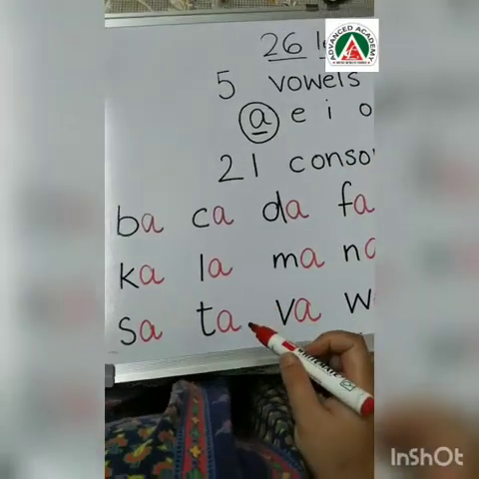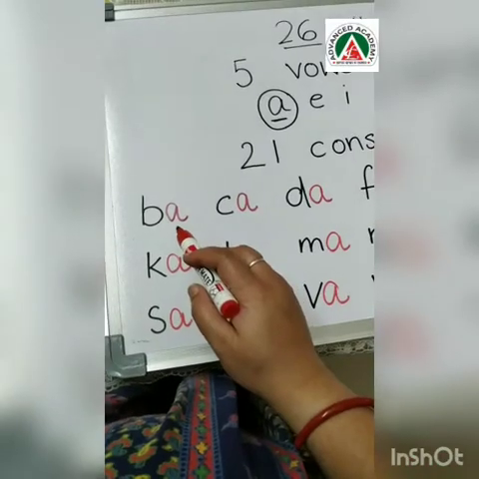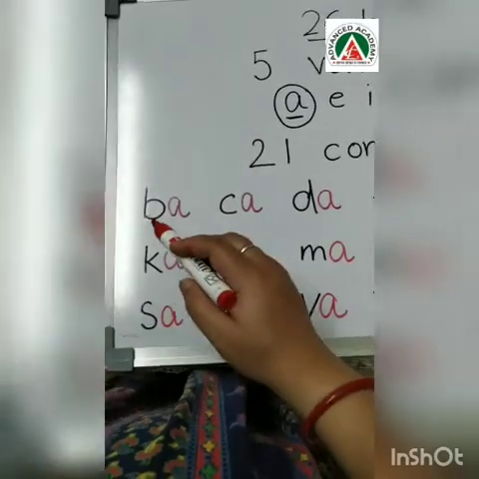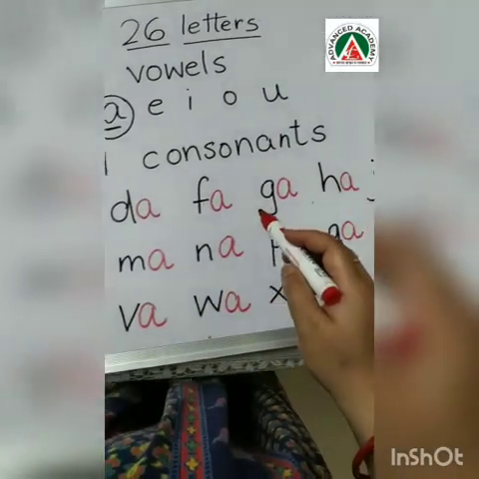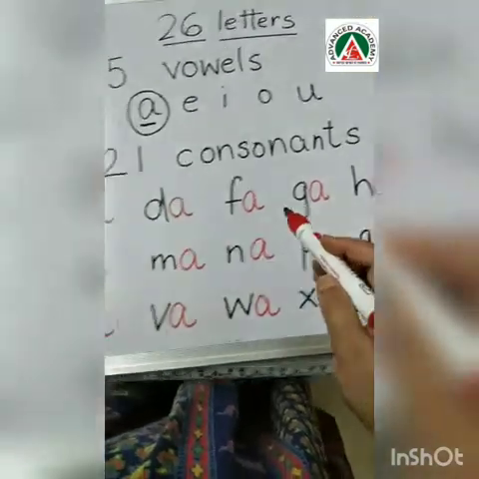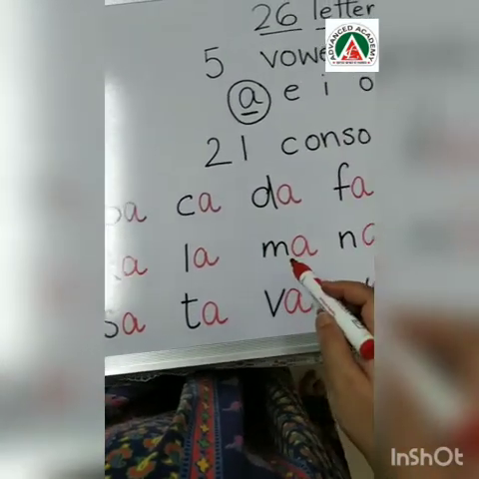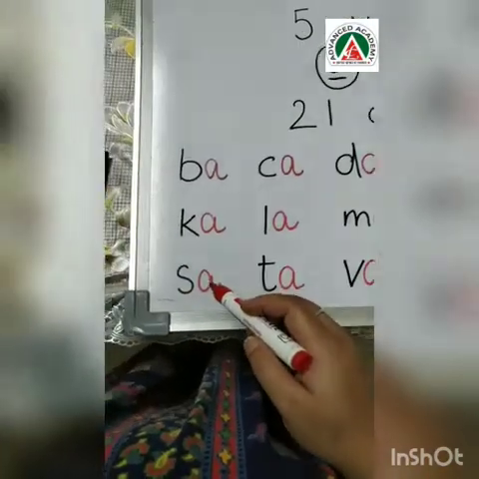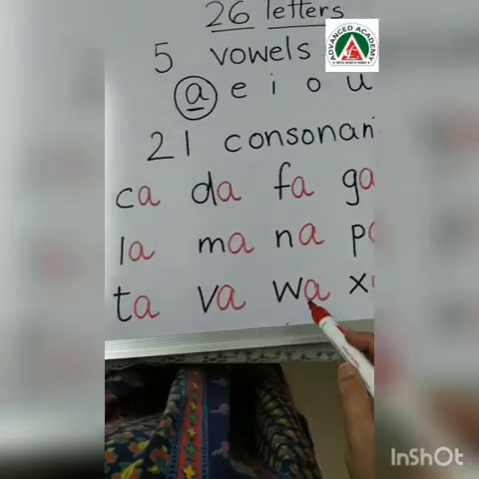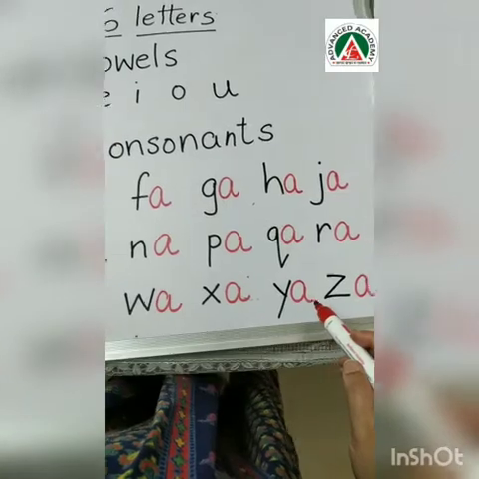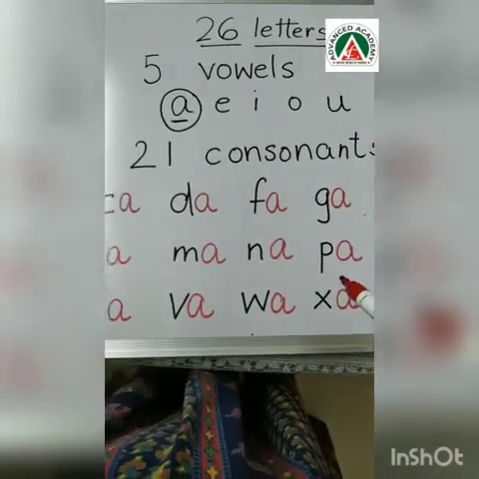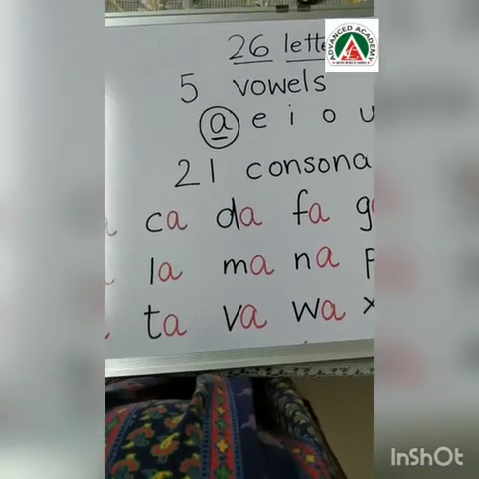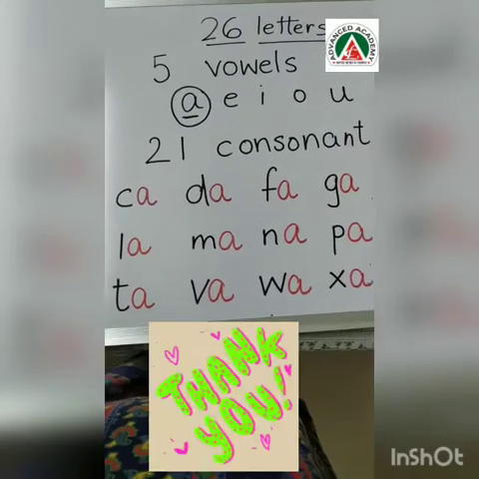The A sound is A, and when it joins with the consonants, it makes a different sound. Ba, ka, da, fa, ga, ha, ja. Ka, la, ma, na, pa, qua, ra. Sa, ta, va, xa, ya, za. Okay, children? So practice the sounds very carefully, very nicely, and you should always pronounce it properly. Okay, children, thank you. Bye-bye.